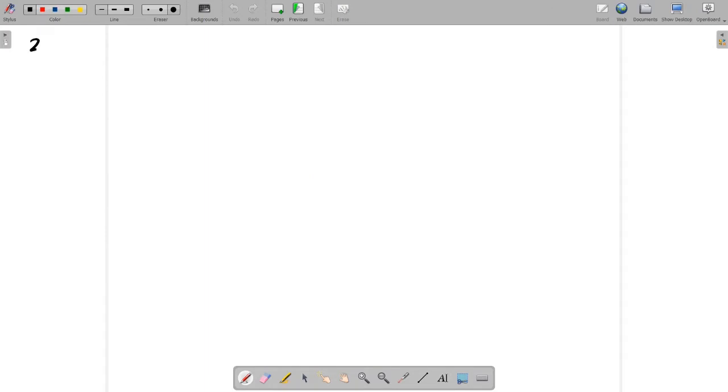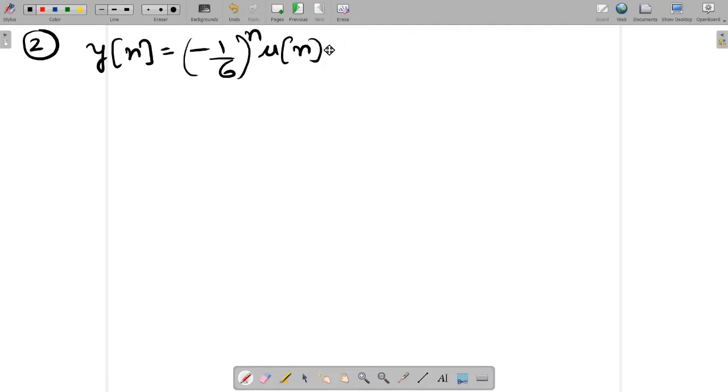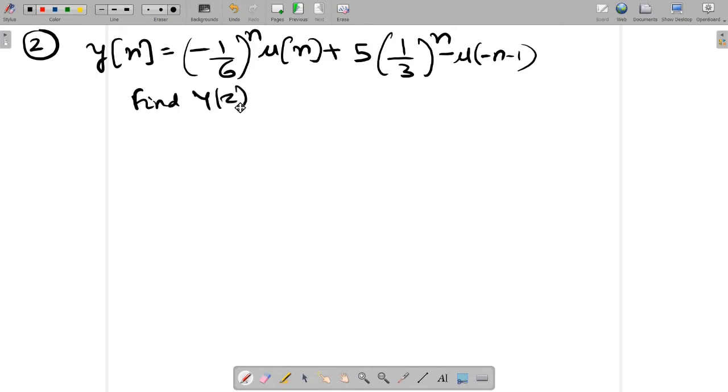Sum number 2, please. y of n is equal to (-1 by 6) raised to n u of n plus phi times (1 by 3) raised to n times minus u of minus n minus 1. Find y of z and the ROC. Alright, this is a straightforward sum.